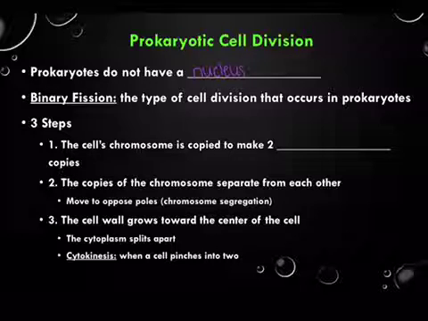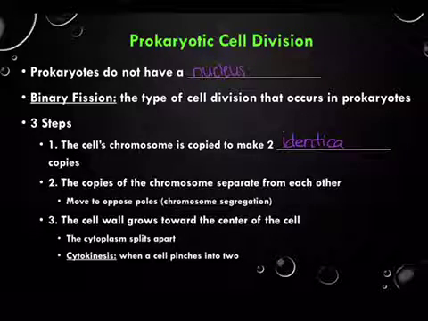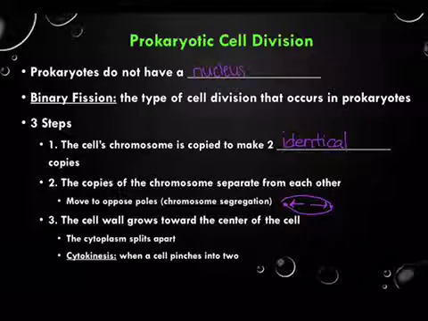The first step is the cell's chromosome is copied to make 2 identical copies. Then the 2 copies of the chromosome will separate from each other and move to opposite poles of the cell. So the one will move all the way to the left, the other will move all the way to the right. And so the poles would be like the ends of the cell as it's elongating.